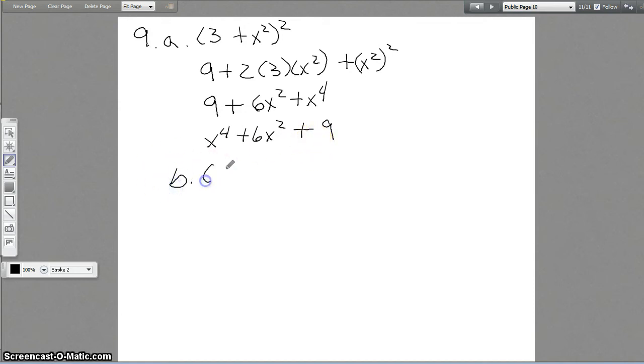Part B is (3x squared) squared. Be careful: the 3 is inside the parentheses, so the square on the outside applies to it, not the square on the inside. The square on the inside applies only to the x. So this is like 3 squared times x squared squared. 3 squared is 9. x squared squared is x to the 4th. So 9x to the 4th. There's only one term, so we don't have to worry about writing it in descending powers.